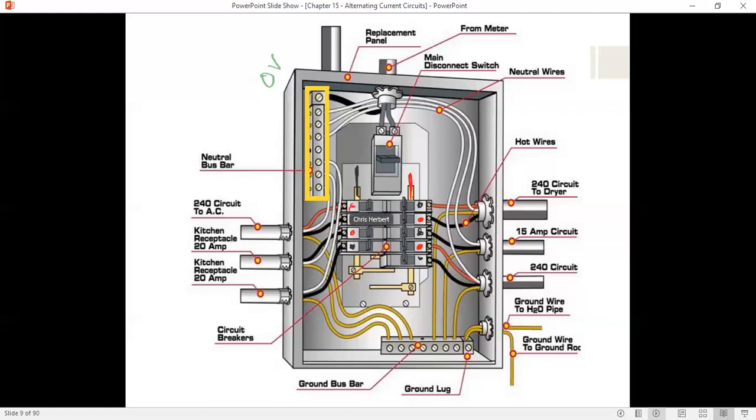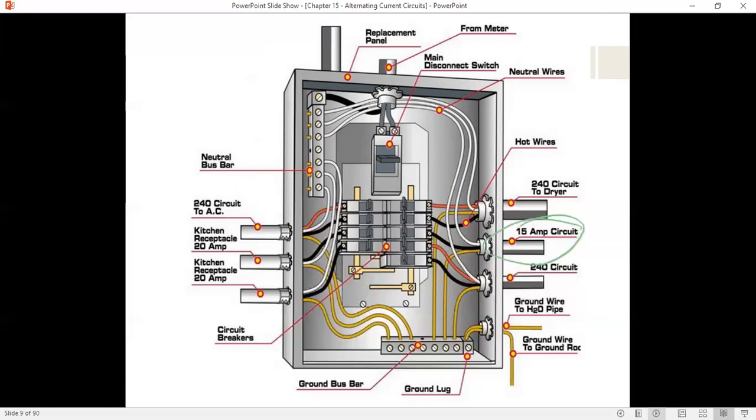We can see here that basically our energy is coming in here. There's usually a double throw breaker right here that then distributes each of the hots to these 2 conductive bars. Your circuit breakers will then click onto those. They actually secure themselves onto that conductive bar, and then we attach a wire to that to go out to each individual circuit.